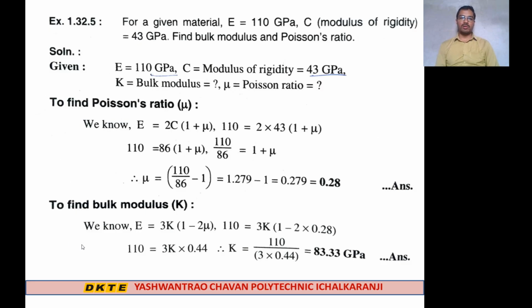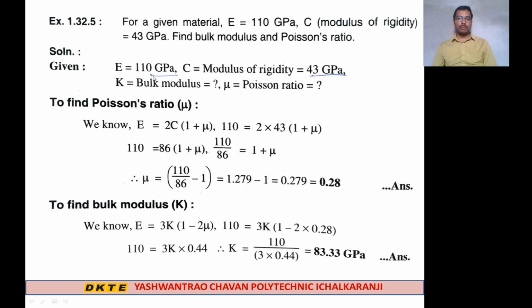Next problem is, for a material, given material, Young's modulus is given. Here C, the modulus of rigidity, is equal to 43 GPa. Find bulk modulus and Poisson's ratio. C is equal to G. Notation is given in terms of C, modulus of rigidity, instead of G.